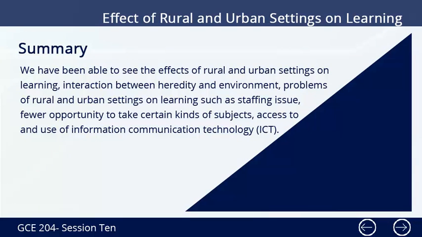Summary. We have been able to see the effects of rural and urban settings on learning, interaction between heredity and environment, problems of rural and urban settings on learning, such as staffing issues, fewer opportunities to take certain kinds of subjects, access to and use of information communication technology, ICT.